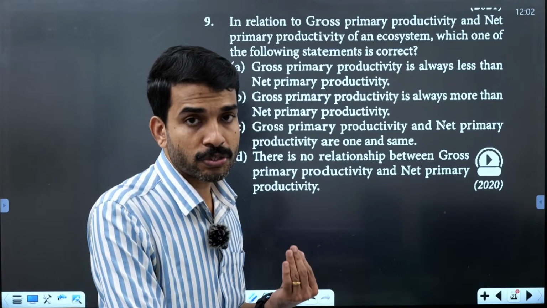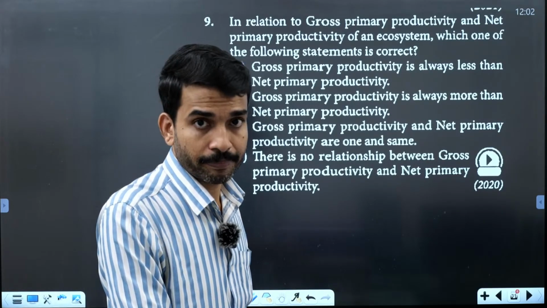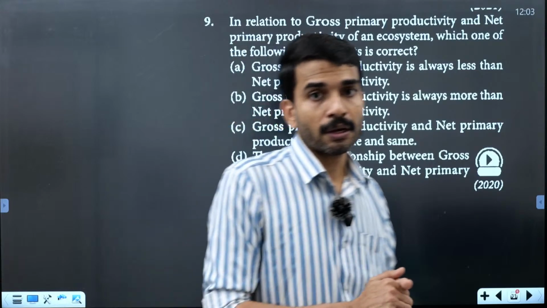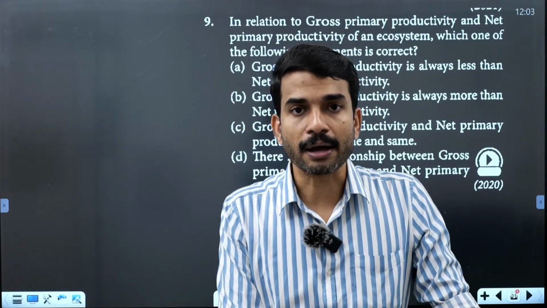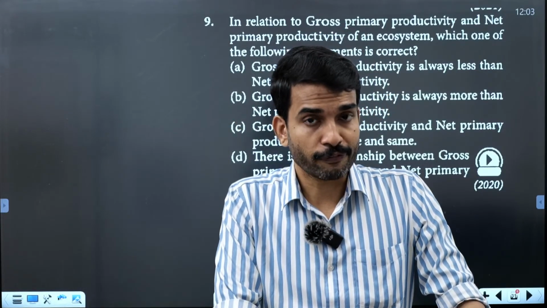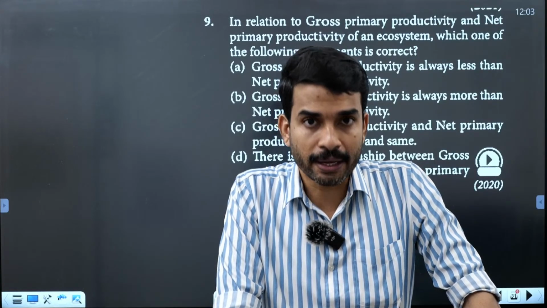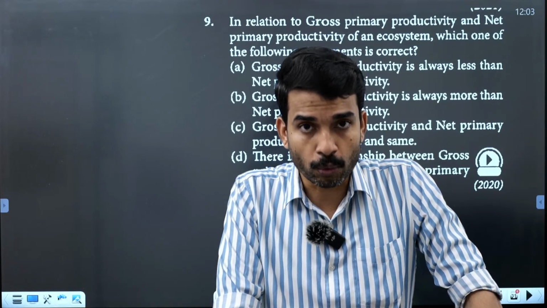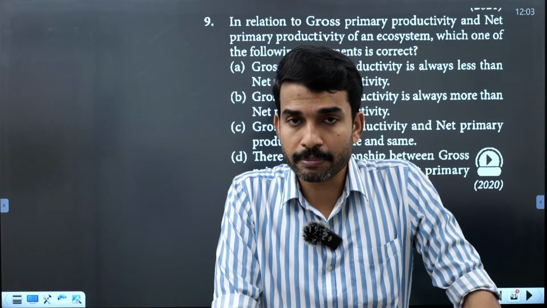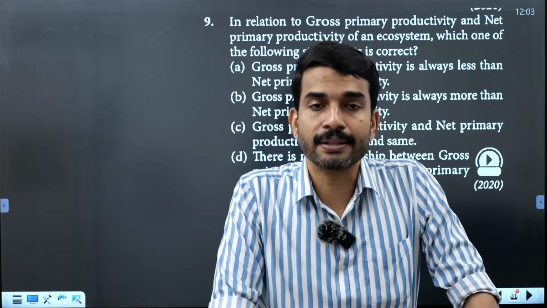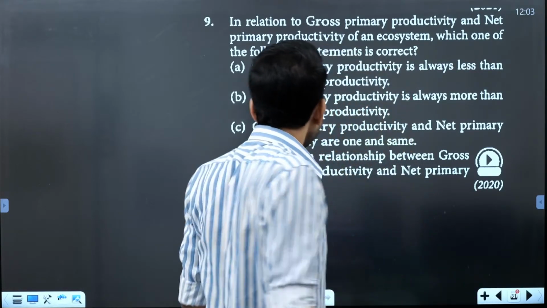No, the GPP is always more than NPP. Right, because from GPP, that R fraction, R means what? Respiratory loss, a fraction of energy or organic matter that will be utilized by plants itself. The remaining amount, that is what we call NPP. That means it would always be lesser than that of GPP. So we'll go with the box option.